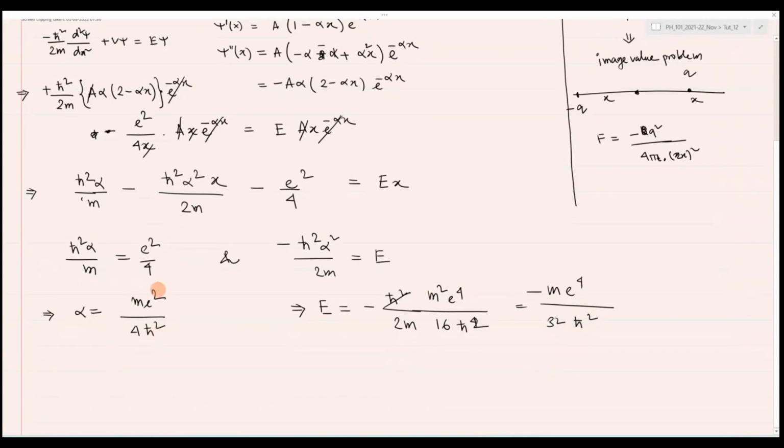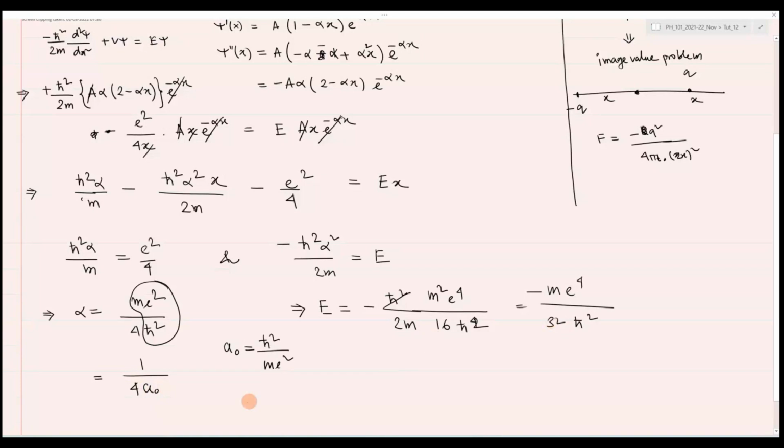By the way, what is this value? m e square by h cross square is the Bohr radius. Bohr radius is given by a0 is equal to h cross square by m e square. So your alpha is actually 1 by 4 a0.